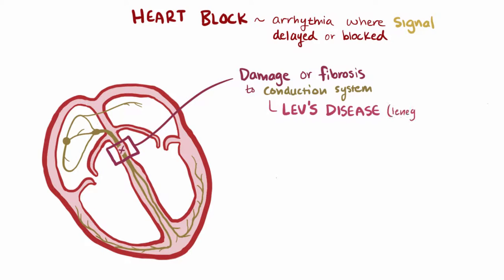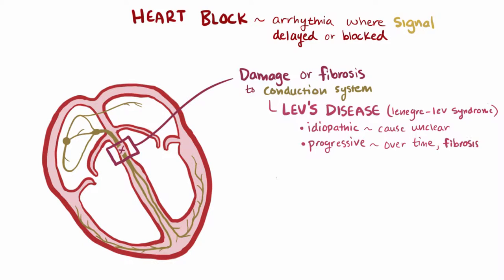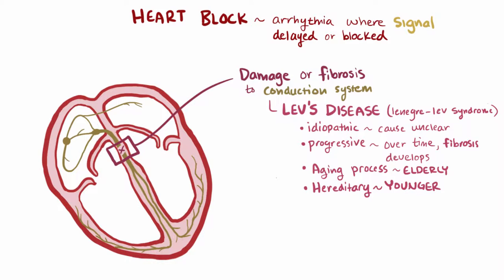Lev's disease, or Lenègre-Lev syndrome, is used to describe the large proportion of cases that are idiopathic, and described as progressive cardiac conduction defects, meaning it's not clear exactly what causes it, but over time, fibrosis, or scarring, develops in the conduction system which can delay or stop electrical conduction. This is usually a result of the aging process in the heart, and happens most often in the elderly, although some hereditary forms have been identified and can happen in younger people.